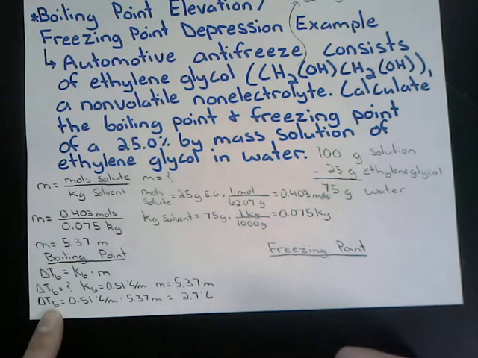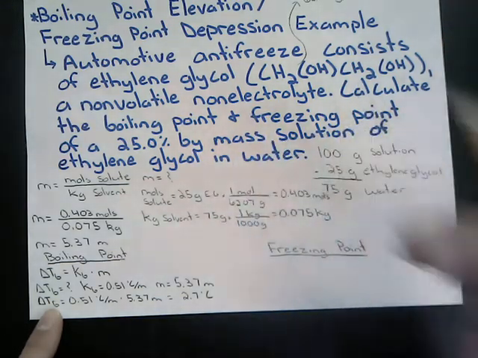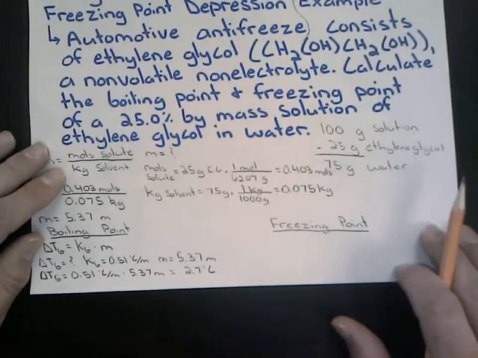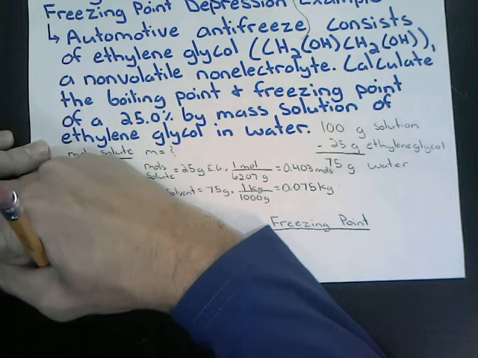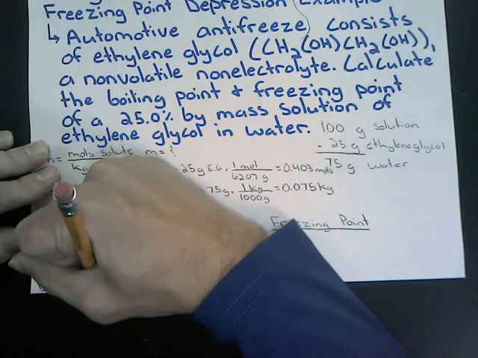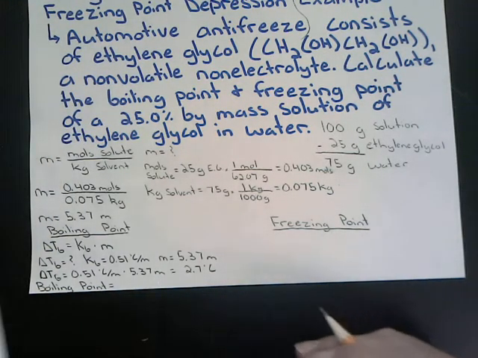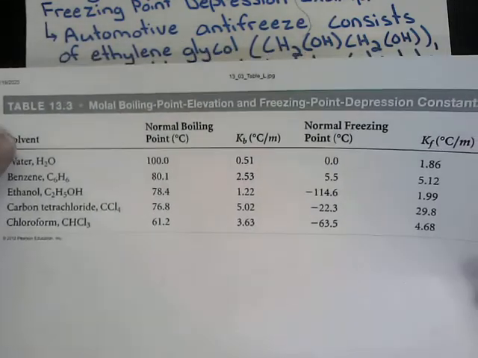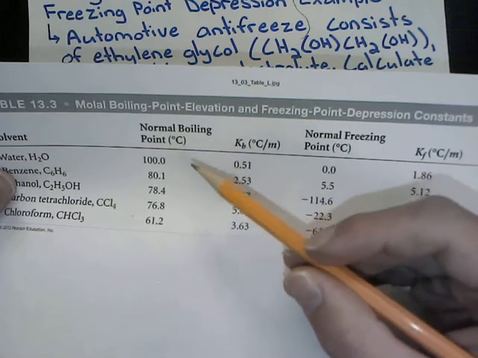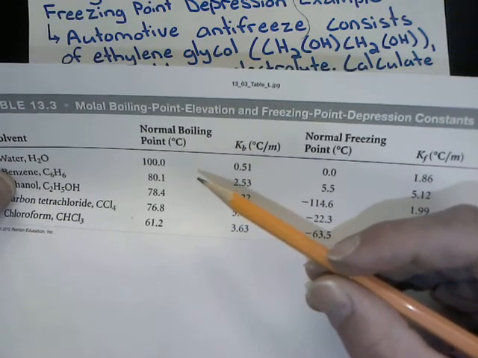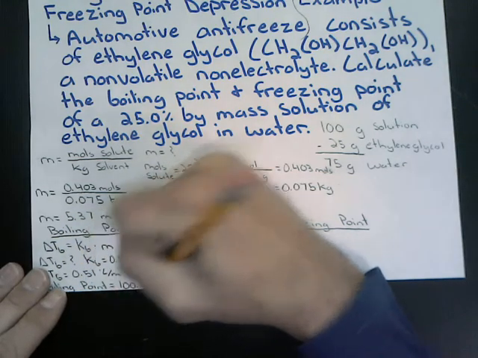Now, this is the change in the boiling point temperature. The problem says, hey, what are the new boiling points and freezing points of this particular solution? So to do this, we have to go one additional step. The first thing that we need to do is we need to look up what is the normal boiling point of the solvent? Which we said before, the solvent in this case is water. Well, look here. The normal boiling point of water is 100.0 degrees Celsius. So what I'm going to do is I'm going to write down 100.0 degrees Celsius.